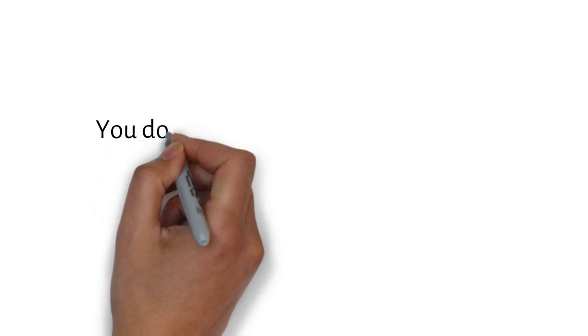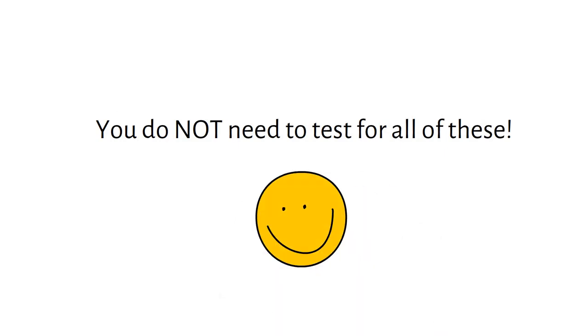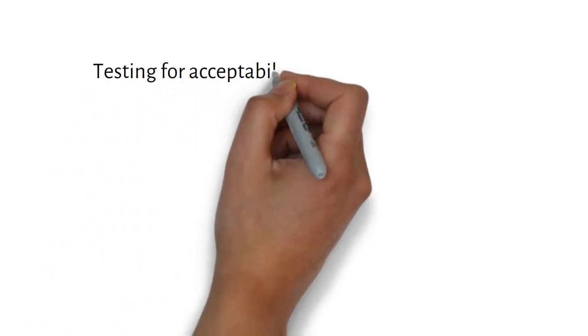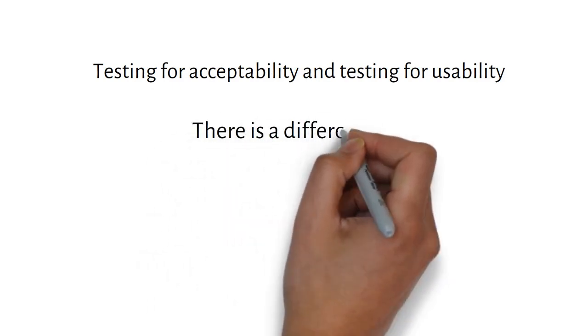Now, stop a minute. You do not need to test for all of these things in every language. Many of these won't be a problem, but this gives an idea of the variety of things that different languages might have problems with. Okay, I see there are a lot of things we could test. So how exactly do we do a test? Is there a difference between acceptability testing and usability testing?